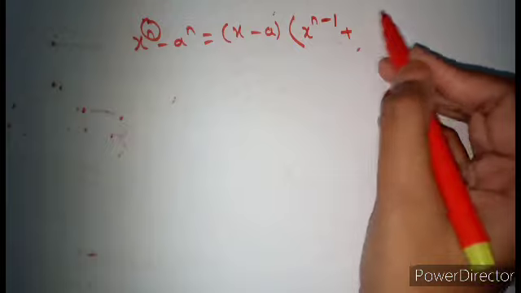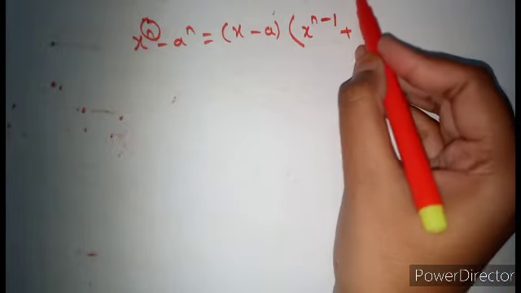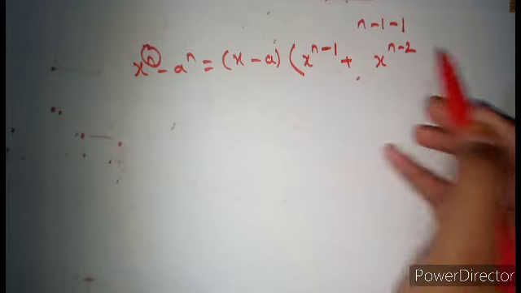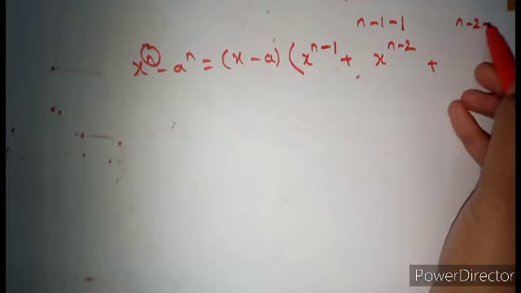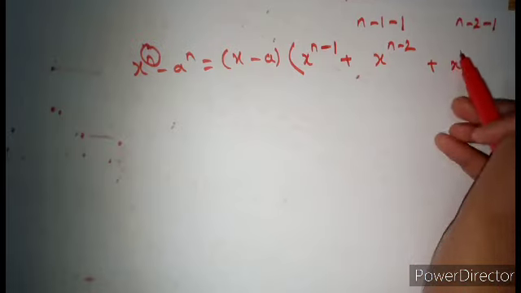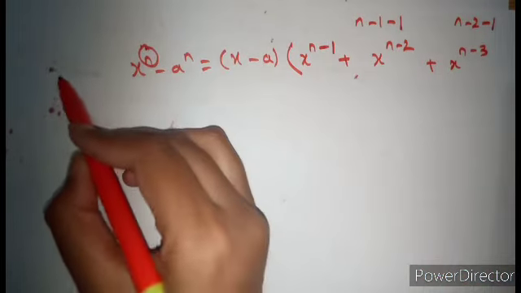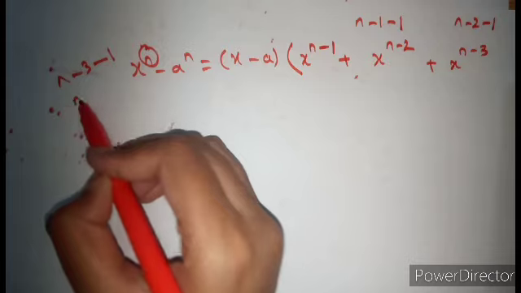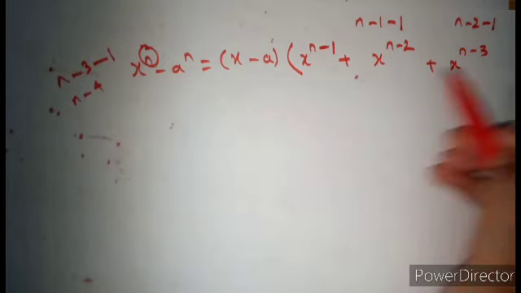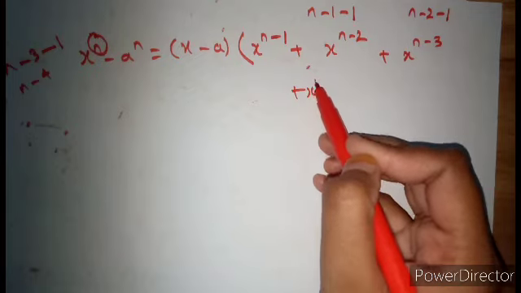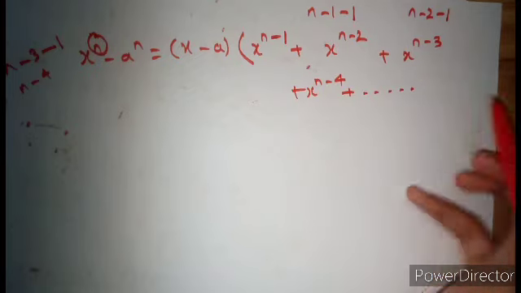Next, n minus 1 is reducing by 1, that means n minus 1 minus 1, so that is n minus 2. N minus 2 is again reducing by 1, so we have n minus 3. N minus 3 is again reducing by 1, so we have x power n minus 4 and so on. Last term is x power 0.